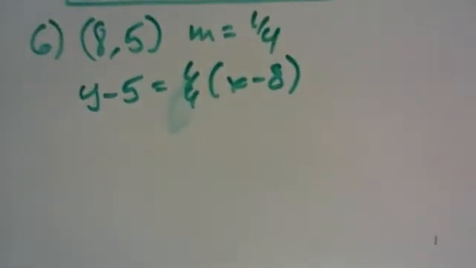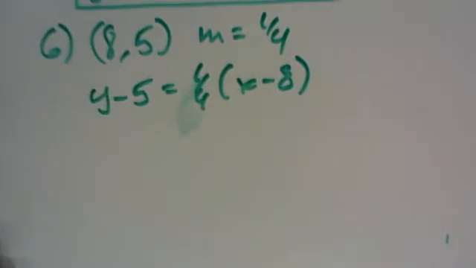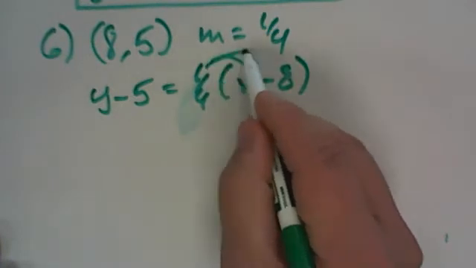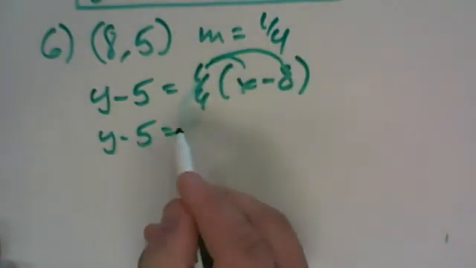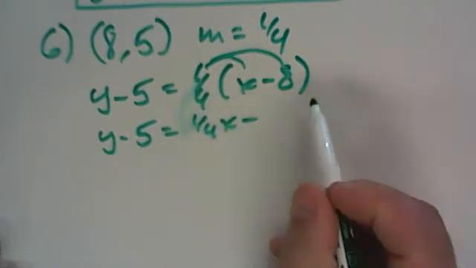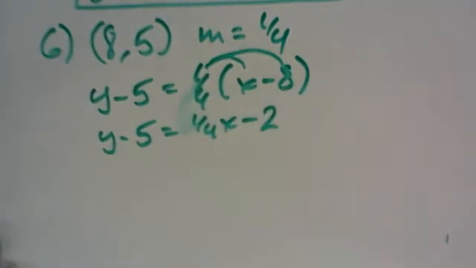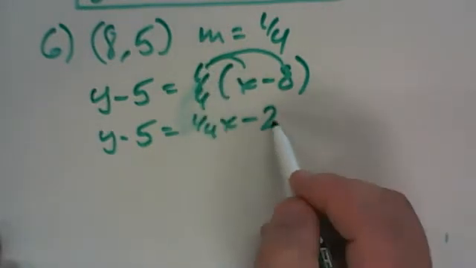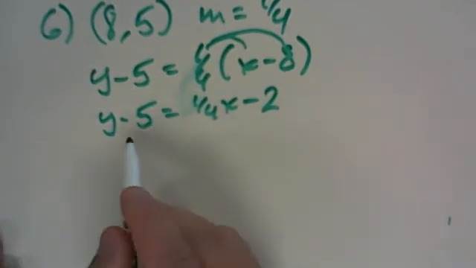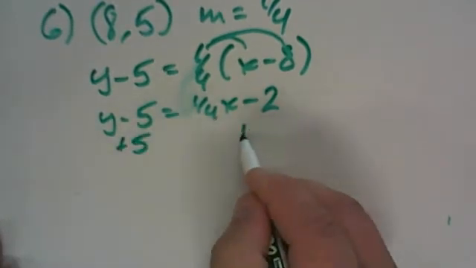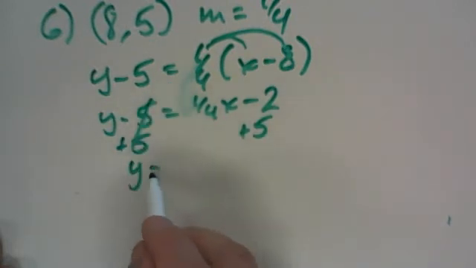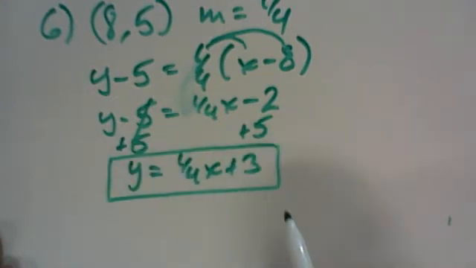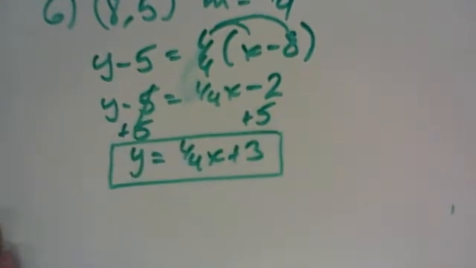Now, we're not done here, though, because we want to put it in slope-intercept form, which is y equals mx plus b. So that means we've got to get the y by itself. So to do that, we're going to distribute 1/4. We'll have y minus 5 equals 1/4 x minus 1/4 times 8 is 2. Remember, we can take 8 times 1, which is 8, divided by 4, which is 2. And it's almost in that form, except we need to get rid of this 5. So we're going to add 5 to both sides. And when we do that, we'll have y equals 1/4 x plus 3. And that is what you should get for number 6, which is in slope-intercept form.